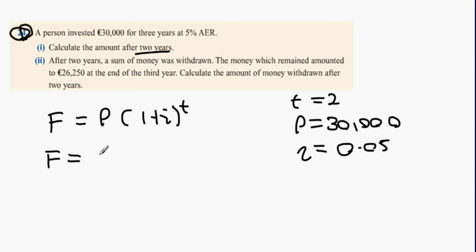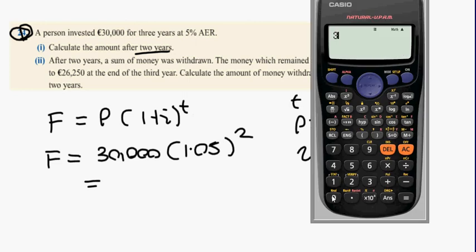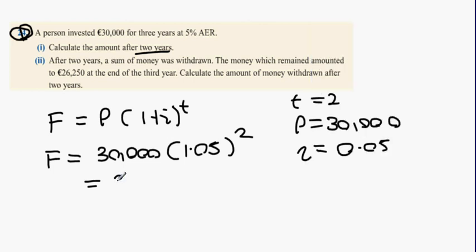So F is going to be equal to 30,000. Now 1 plus 0.05 is going to be 1.05 to the power of 2. That's going to be 30,000 multiplied by 1.05 to the power of 2. That gives 33,075. So 33,075 is the figure at the end of the second year.